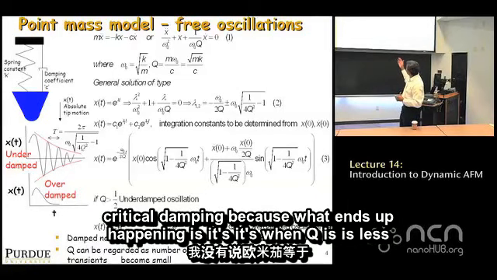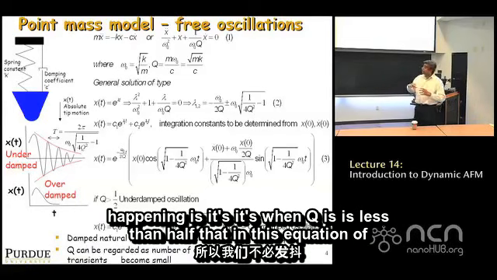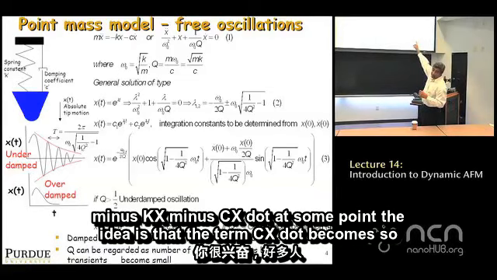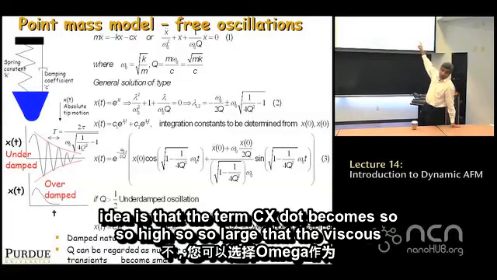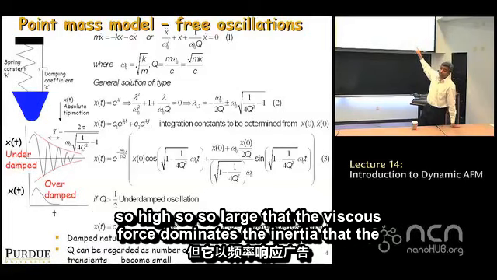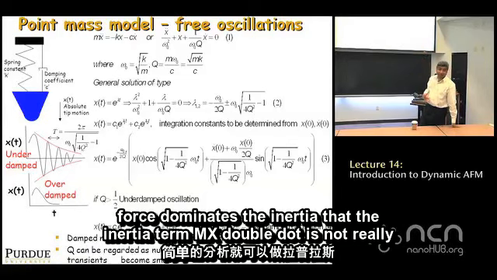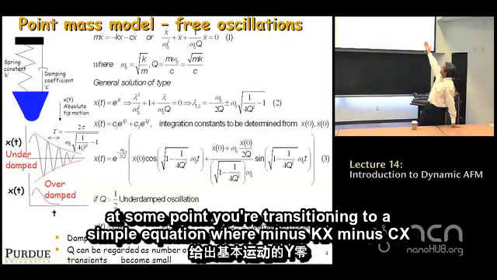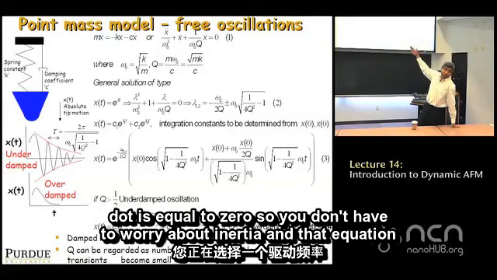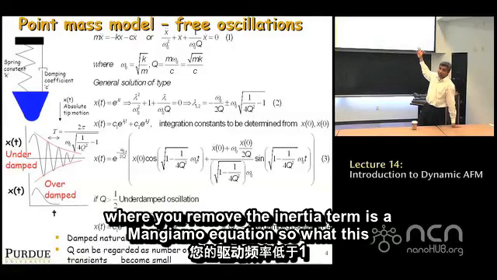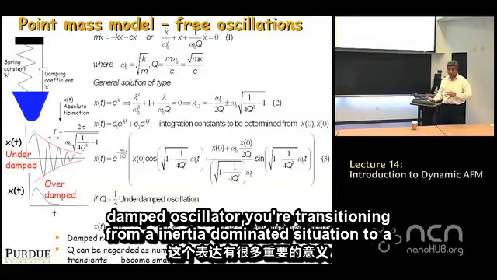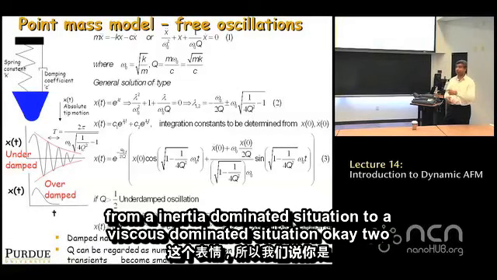it's when Q is less than half that in this equation of motion up there, m x double dot equal to minus kx minus c x dot, at some point the term c x dot becomes so large that the viscous force dominates the inertia, that the inertia term m x double dot is not really important anymore. At some point, you're transitioning to a simple equation where minus kx minus c x dot is equal to 0. So you don't have to worry about inertia. And that equation where you remove the inertia term is the Langevin equation. So what this represents is when you have an overdamped oscillator, you're transitioning from an inertia-dominated situation to a viscous-dominated situation.